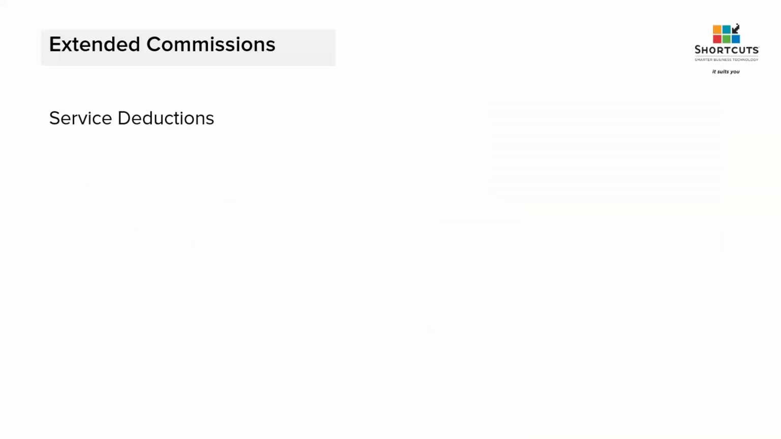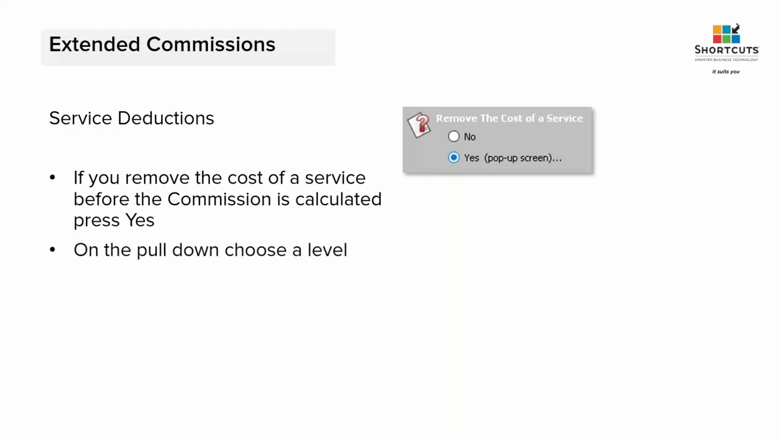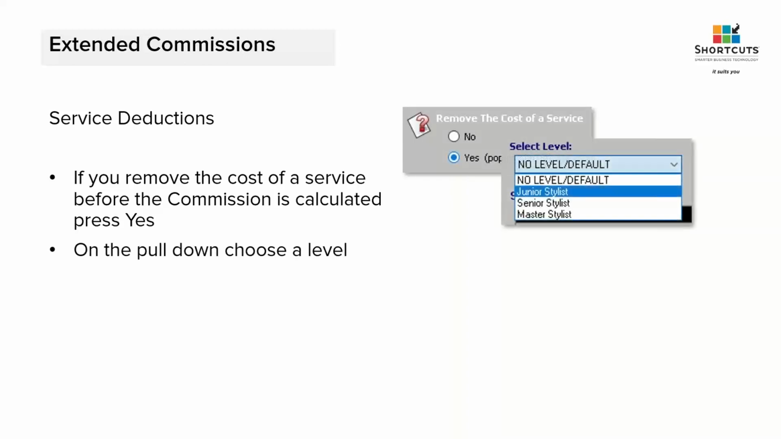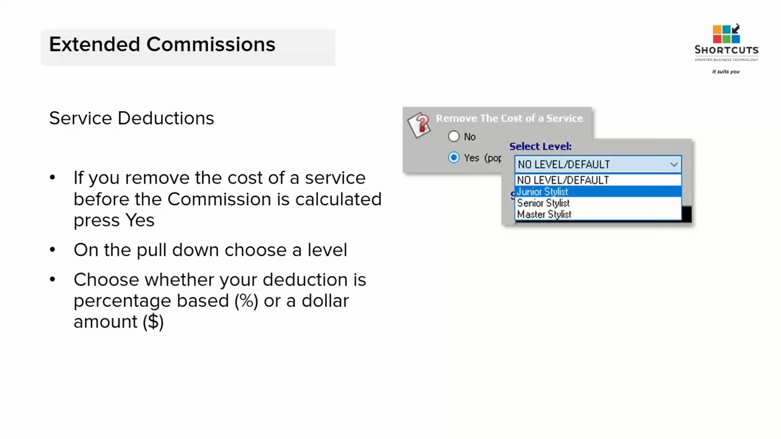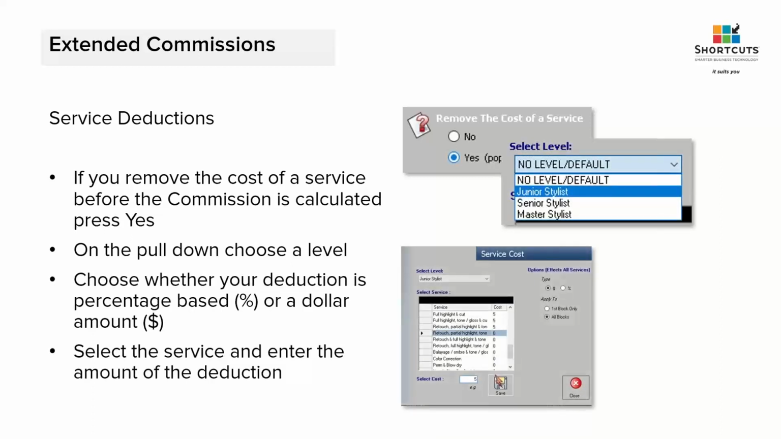The other advantage for extended commissions, if your salon or your spa, you deal with a lot of product, cost, colors, chemicals, treatments, whatever it is, and before you give your staff their commission, you actually need to deduct anywhere from $1 to $15, depending on the chemical cost for the service, then Shortcuts actually allows you to do that. Not only that, it allows you to do that based on the levels that they have.